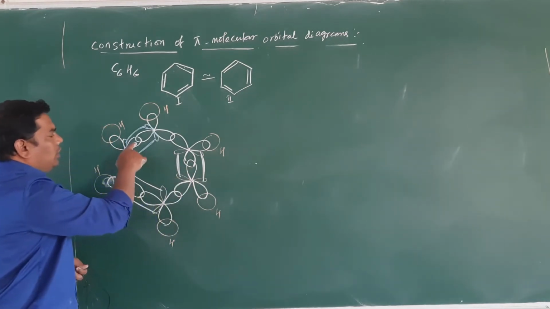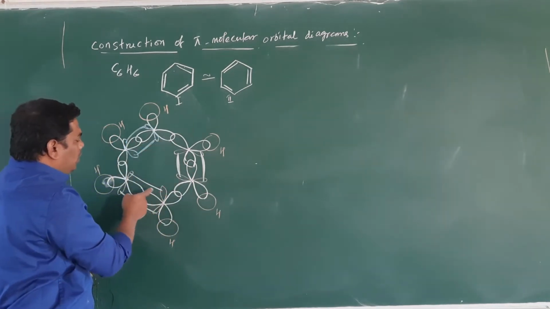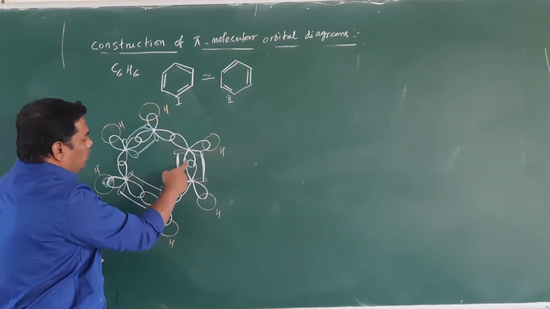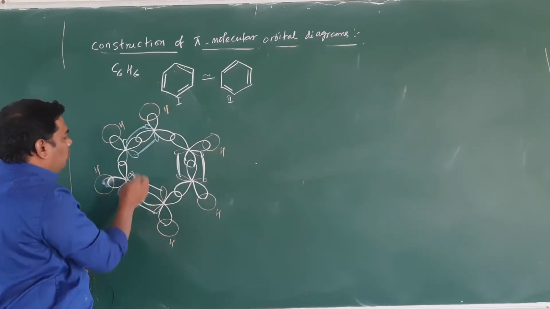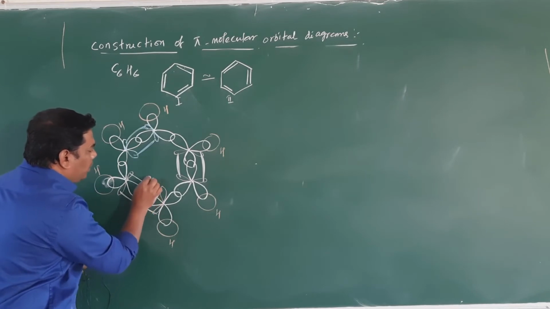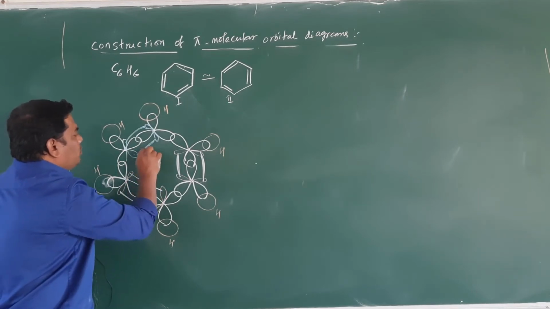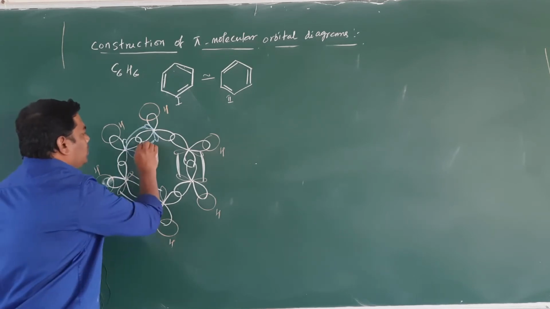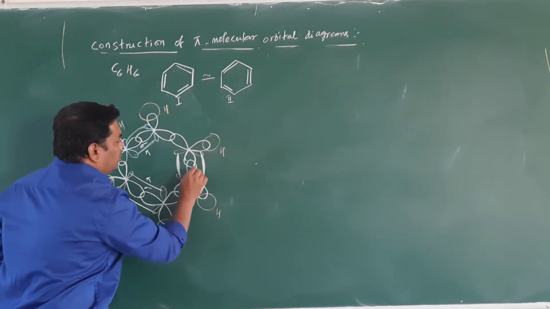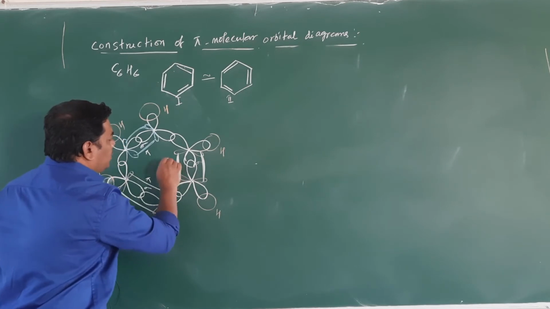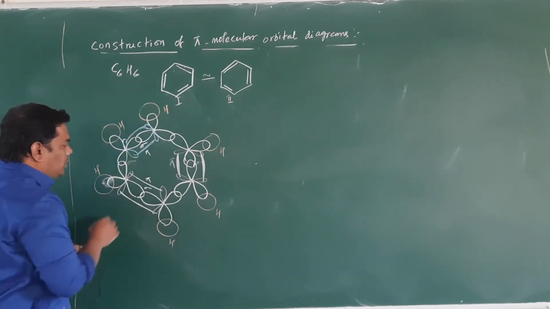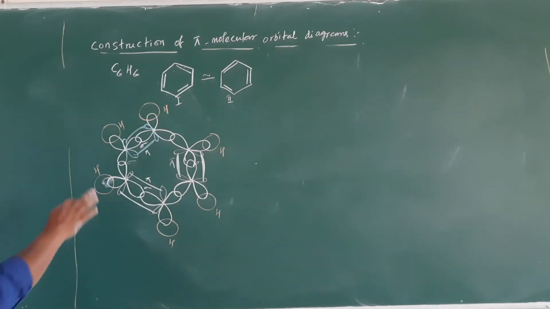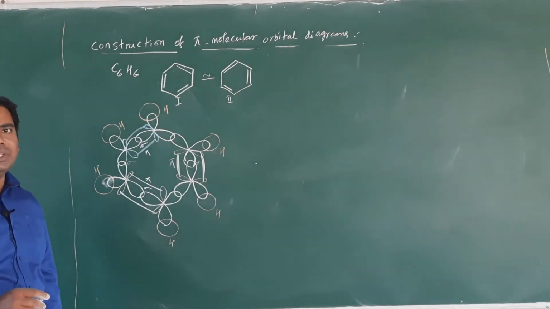Here you can see double bond, single bond, double bond, single bond, double bond, single bond, double bond. This is the sigma bond and this is the pi bond. So this is the pi molecular orbital picture of the benzene molecule.